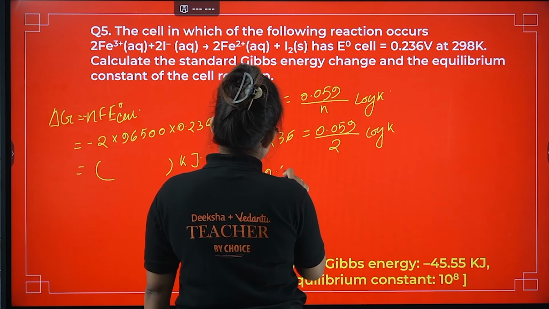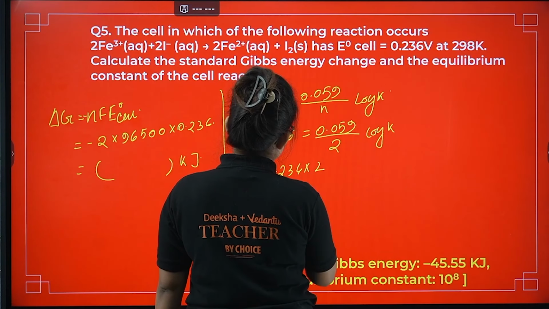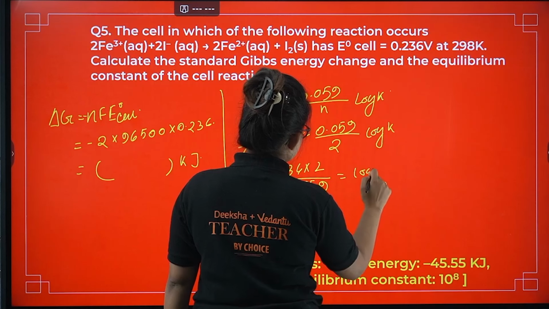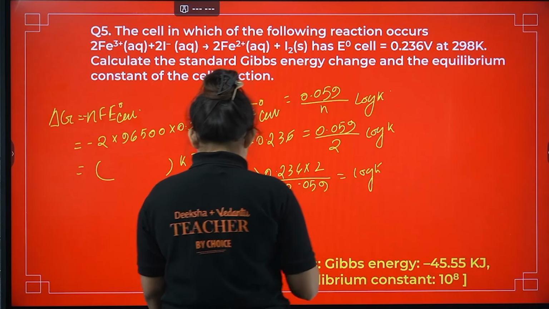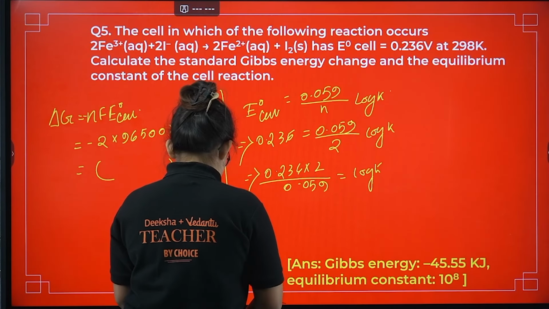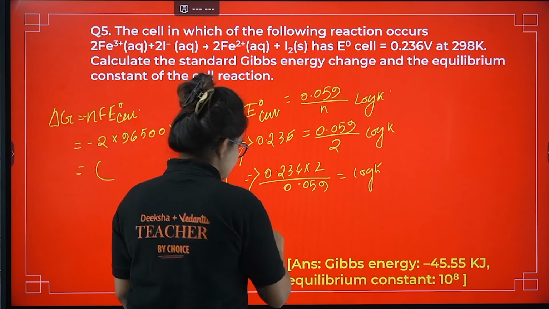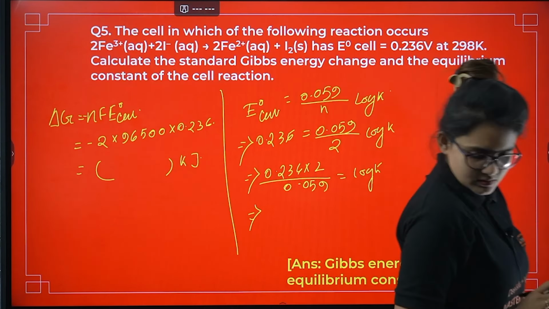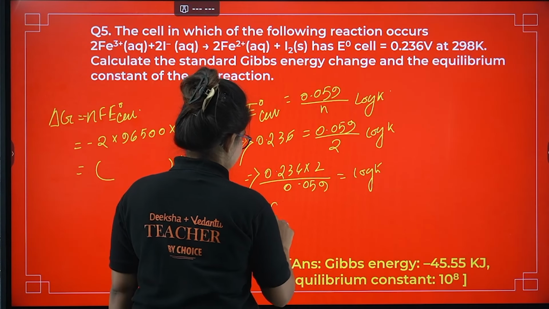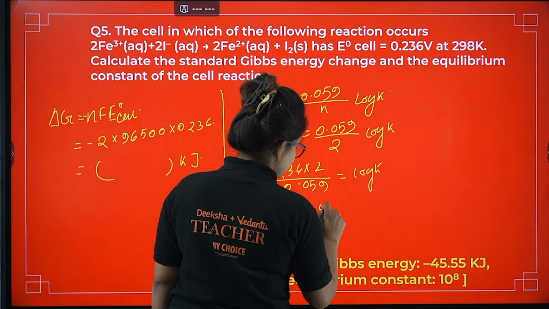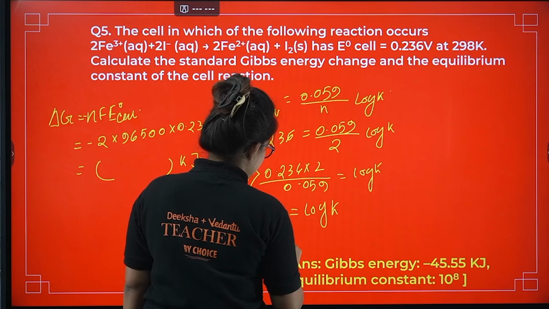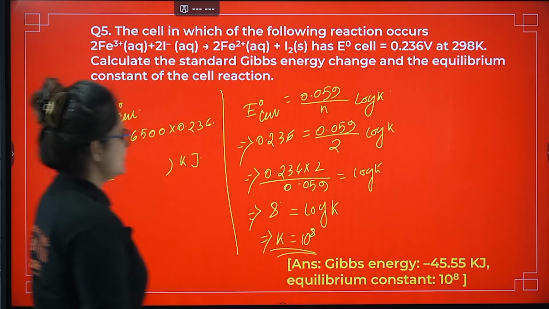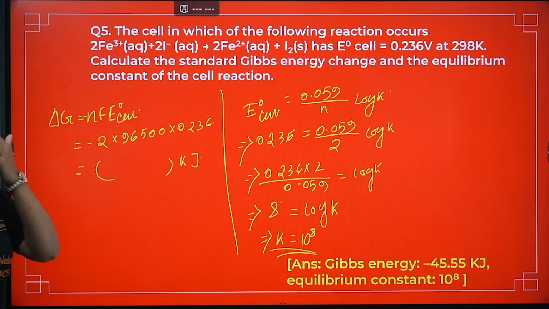So 0.236 into 2 divided by 0.059 equals log k. Okay, if you do this side, your calculation should come up to be almost 8. 8 equals log k. So from here k will be something like 10 power 8. That's it. Okay, I guess this is clear to you.